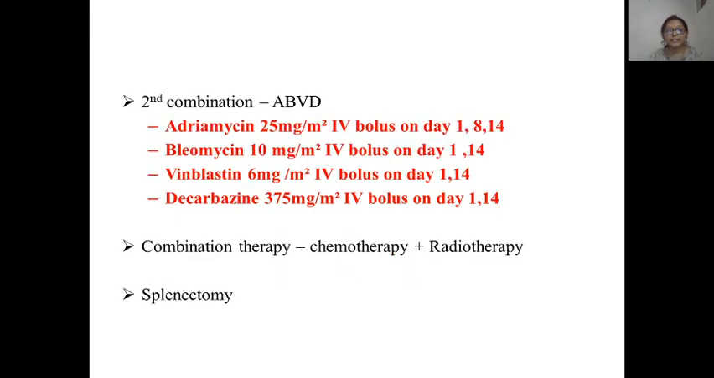The second combination is Adriamycin 25 milligram IV bolus on day 1 and 14, bleomycin 10 milligram IV bolus on day 1 and 14, vinblastine 6 milligram IV bolus on day 1 and 14, and dacarbazine 375 milligram IV bolus on day 1 and 14. A combination therapy of chemotherapy and radiotherapy can be done. Splenectomy is advised, but not in the advanced stages.